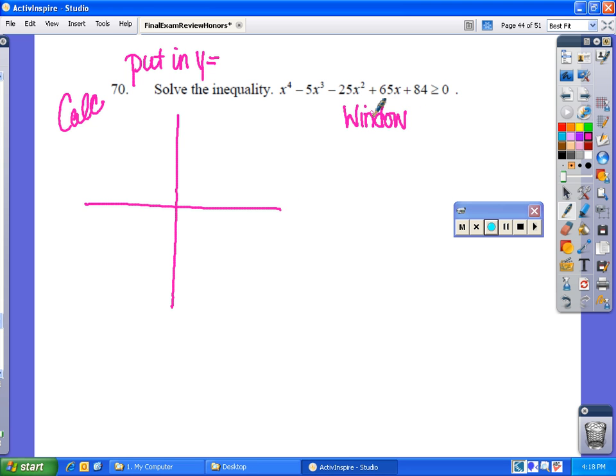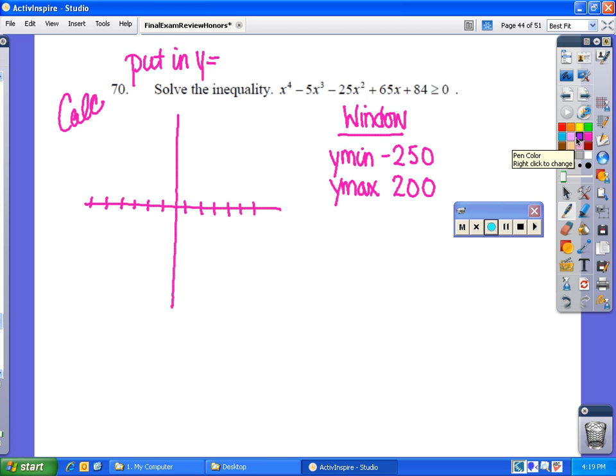After searching around, we find a window with a minimum y value of negative 250 and a maximum y value of positive 200. And this seems to work very well to give us a picture that we can work with. We're also able to identify our zeros. According to our calculator, we have zeros at negative 4, negative 1, positive 3, and positive 7.